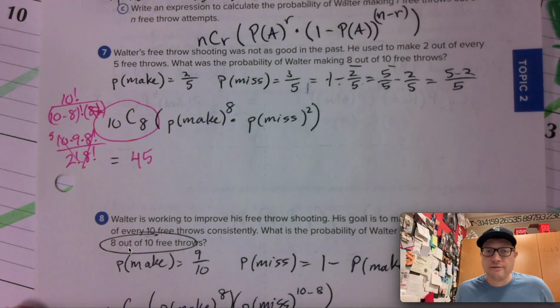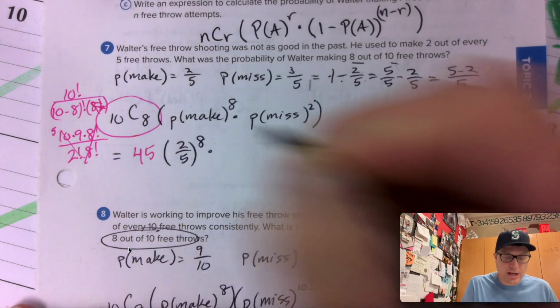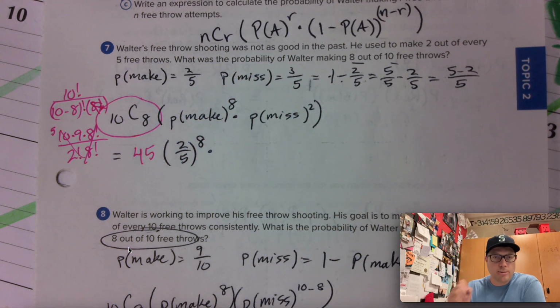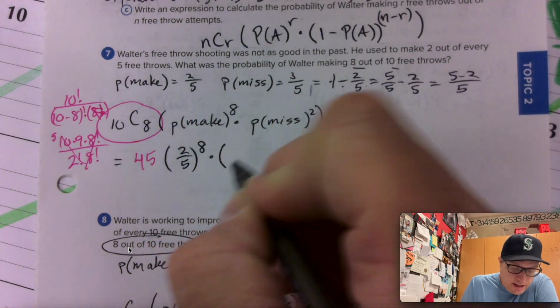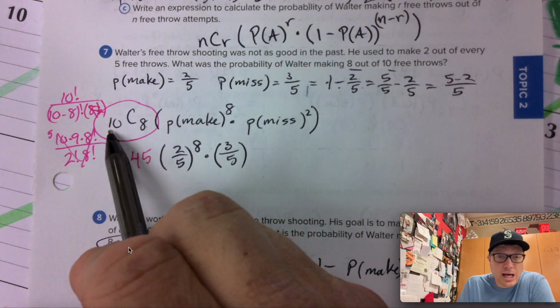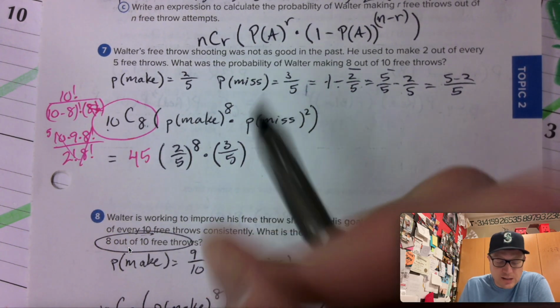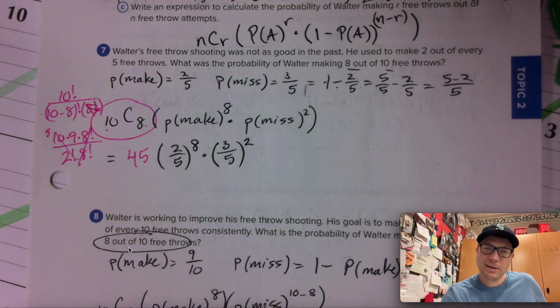The probability of making is 2/5 to the 8th power because he's got to make 8 shots. Remember, that's how the formula goes. That exponent goes here. The probability of missing is 3/5. And 10 minus 8 is this exponent. Now we go to the calculator again. In fact, I'm going to type all of it in the calculator just because I can.